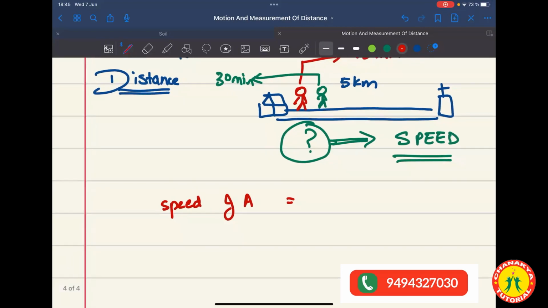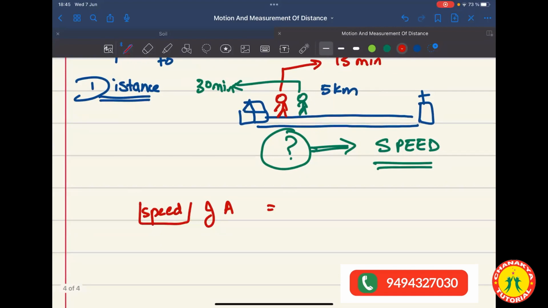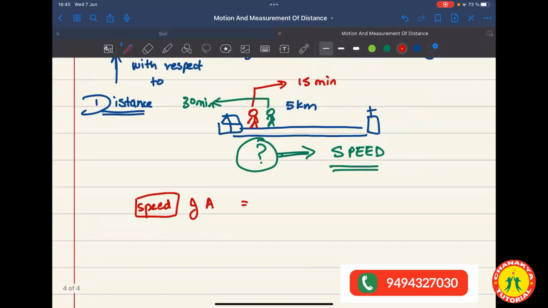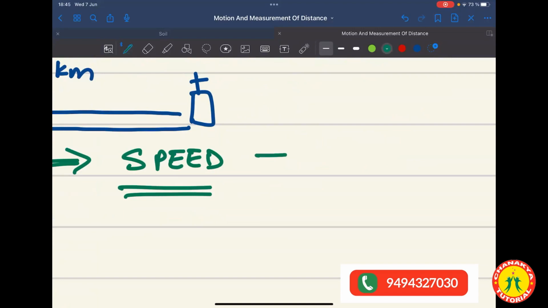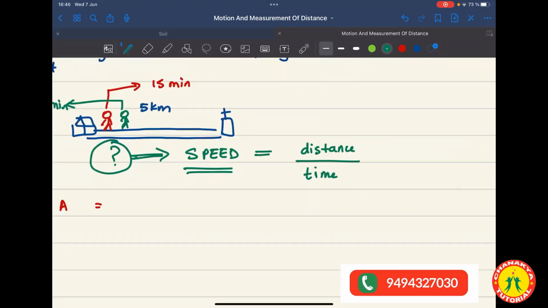Yeah, okay. Now you're going to find the speed of A. How will you find the speed of A? So the speed formula, this is something you have to remember, it's very important. Speed is equal to distance divided by time, or you can write it as S equals D by T. This is a very, very important formula.